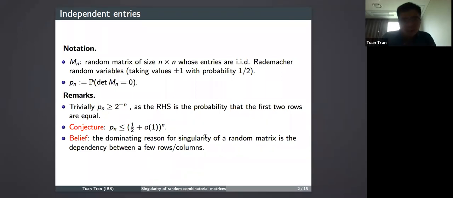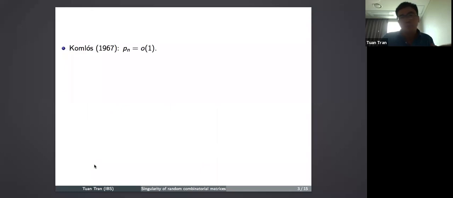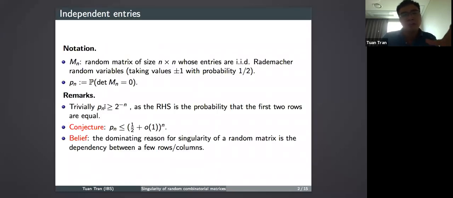These conjectures come from the common belief that the main reason for the singularity of a random matrix is a dependency between a few rows and columns. So this quantity should come from the probability that a few rows or columns are linearly dependent. For example, this is the case if the first two rows are equal. And using this belief, we can even make a more precise conjecture on Pn. But that's not what I'm going to do today. I will give you some brief history about the progress on this problem.